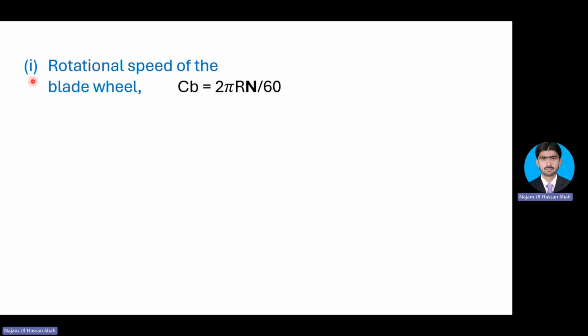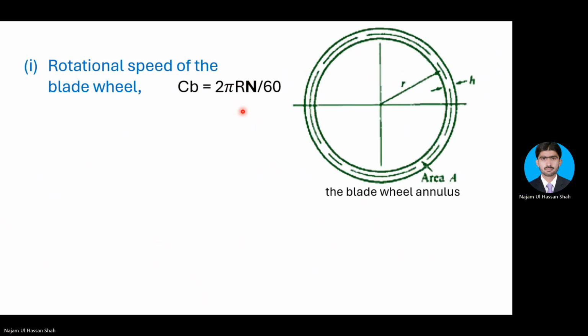First part asks us to determine the rotational speed of the blade wheel. We have this formula relating the blade velocity with the rotational speed. We have just determined the blade velocity. We need to determine the value of rotational speed. The only unknown before we determine N is R. So we first need to determine the value of R. R is the average radius of the blade wheels.